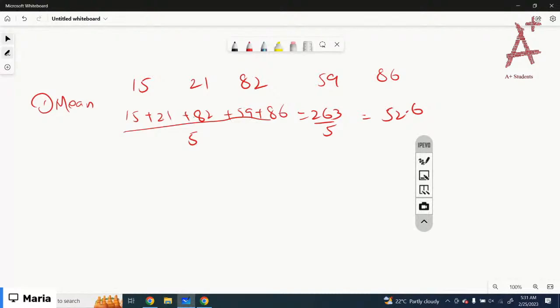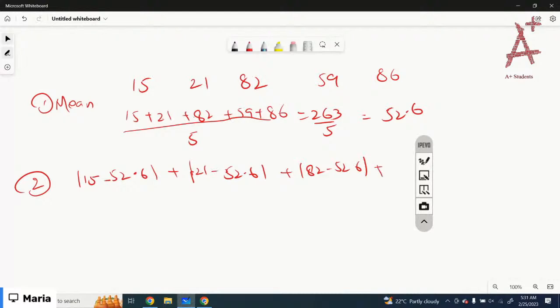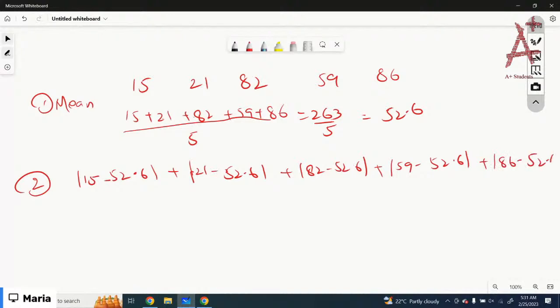Now let's start with the second step. You have to take each value from the data and subtract the mean value, calculate the absolute value, and then add them. Got it? 15 minus 52.6, 21 minus 52.6, plus 82 minus 52.6, plus 59 minus 52.6, and plus 86 minus 52.6. Because you have to calculate their absolute values, they all are positive.